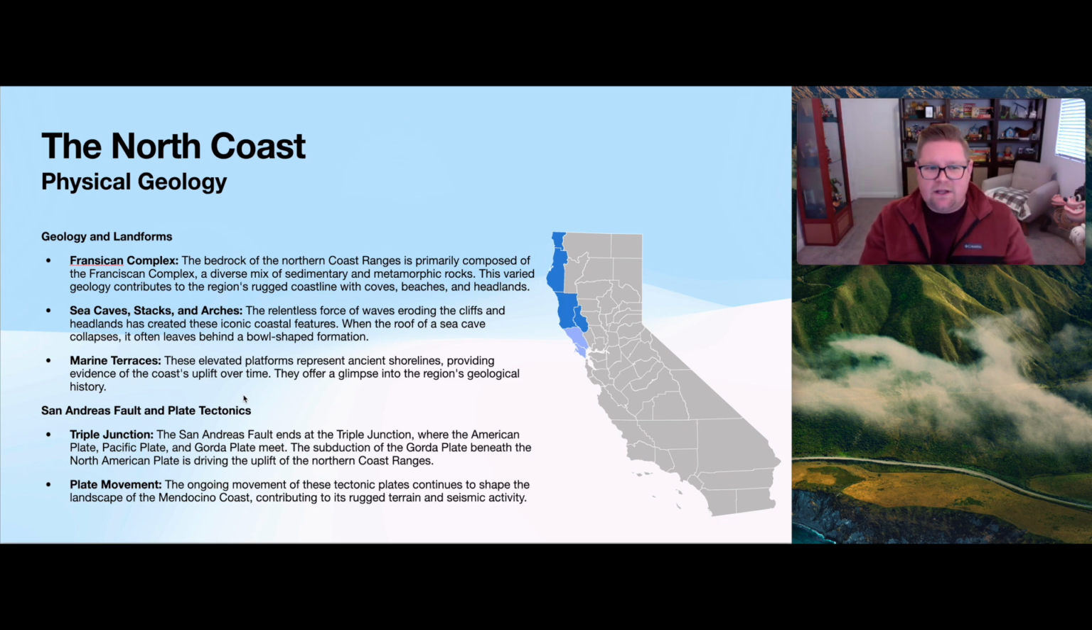And then again, we bring in the San Andreas Fault. This is home to what's considered the Triple Junction. The San Andreas Fault ends at Triple Junction, where the American Plate, Pacific Plate, and the Gorda Plate all meet. The subduction of the Gorda Plate beneath the North American Plate is driving up the northern coastal range, and then our plate movement, this ongoing movement of these tectonic plates, continue to shape the landscape of the Mendocino coast, contributing to its very rugged terrain and active seismic activity.